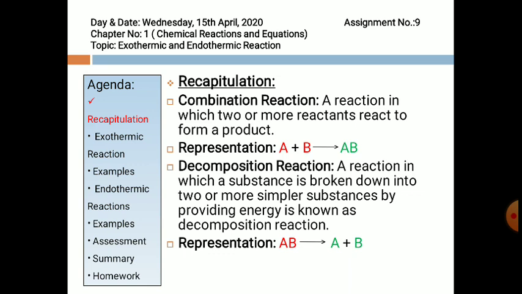Decomposition reaction: a reaction in which a substance is broken down into two or more simpler substances by providing energy is known as decomposition reaction. In the last topic, we studied decomposition reaction, and you all know that we provide the external energy in form of heat, light and electricity. Its representation goes like this. A reactant AB, when supplied with external energy, breaks down into new products A and B.